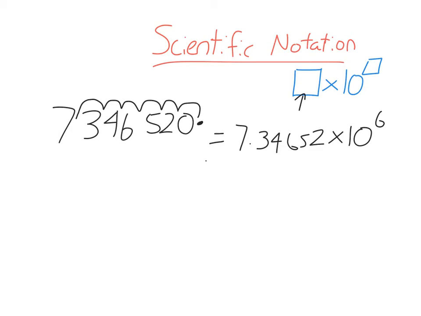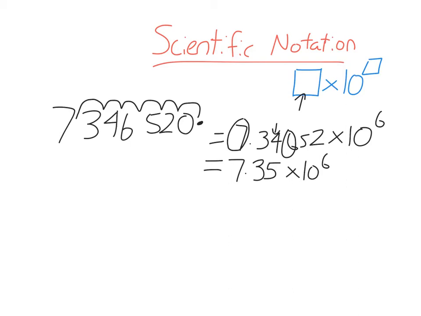So if I want to round to significant figures, remember this number before the decimal point counts as a significant figure. So to 3 significant figures, this would be 7.35. I increase this one because this one is more than 5. 7.35 times 10 to the power of 6. That's the answer to 3 significant figures.